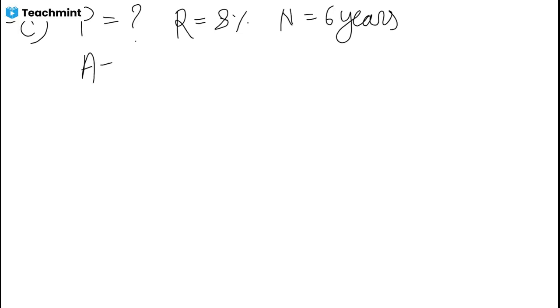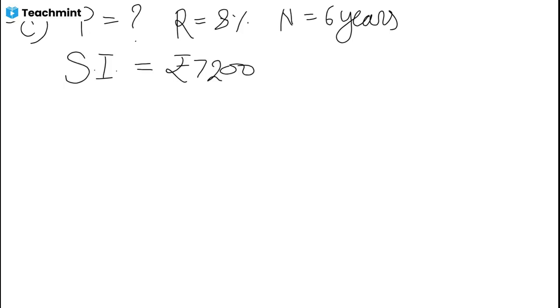Here, P we need to find. R we have 8%. N we have 6 years. And SI is given, only simple interest, not amount. This is so simple. SI is rupees 7,200.